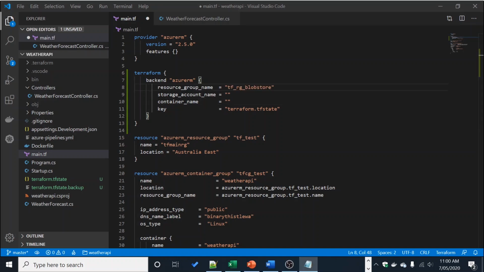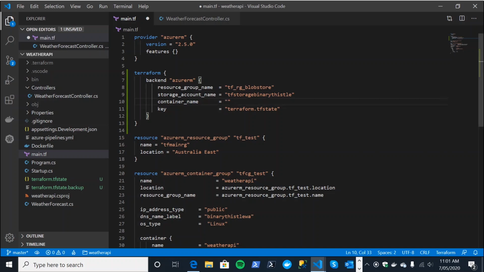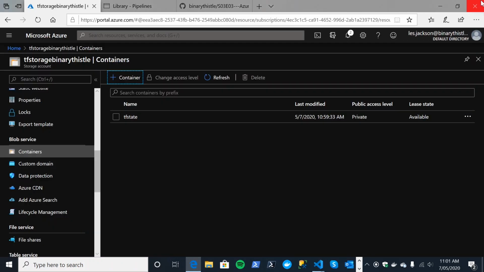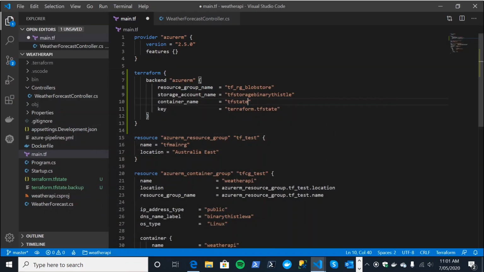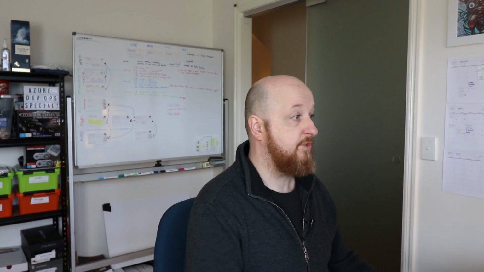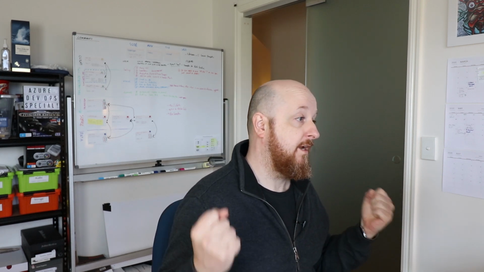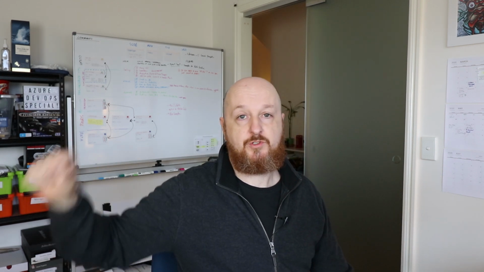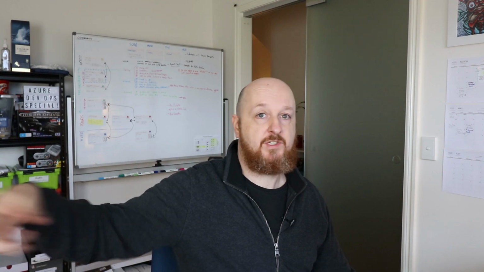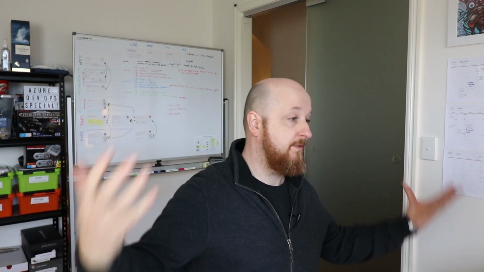And our storage account was this, tfstorage binary thistle, and our container name was tfstate, wasn't it? Tfstate. Let's just double check that. Tfstate, fantastic. Okay, cool. Now that's all we need to do there. So that's basically configuring Terraform to use that blob storage to store our state file so it persists throughout multiple runs.